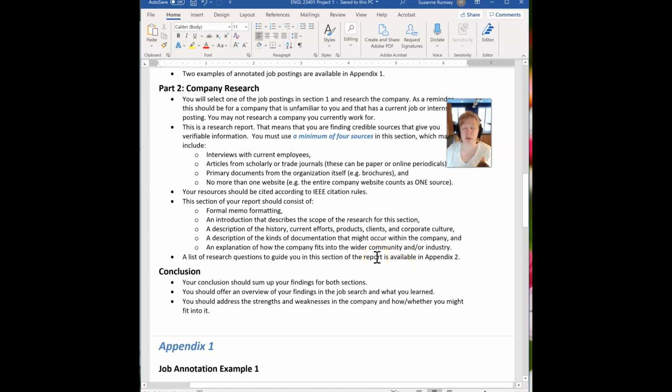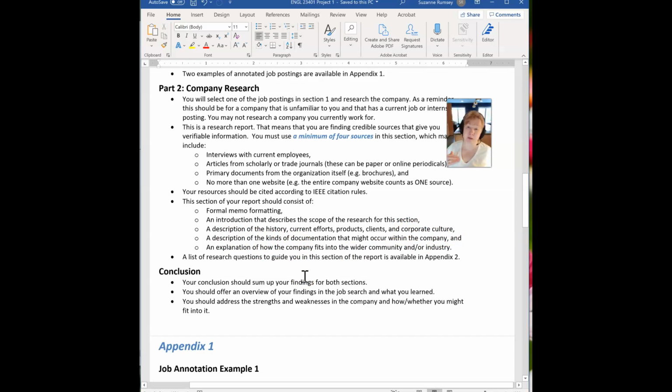Okay, so you need to cite all your sources according to IEEE citation rules, and I mentioned that before. And the section of your report should consist of, you're going to look at it as sort of formal memo formatting. There's going to be an introduction. There's going to be a description of the history, current events, products, clients, and corporate culture. A description of the kinds of documentation that might go on within that company.